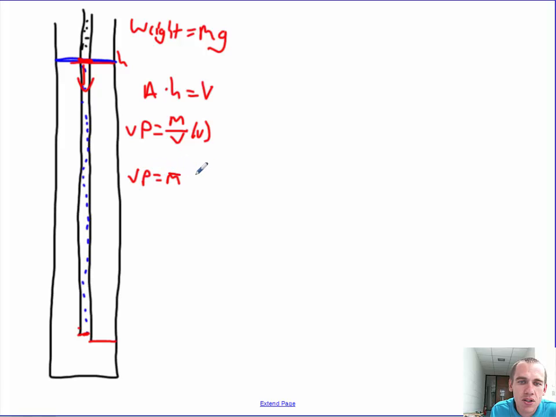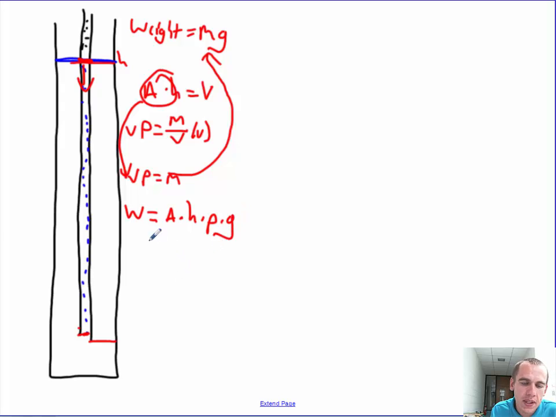And I can substitute that into this equation, which means really the weight of that column of water is equal to its volume, the area of the tube times its height, times its density, times the acceleration due to gravity. Okay, that's the weight of that water. And since it's at rest, in equilibrium, that means the force pushing up on it and the force pulling down on it have to be equal.